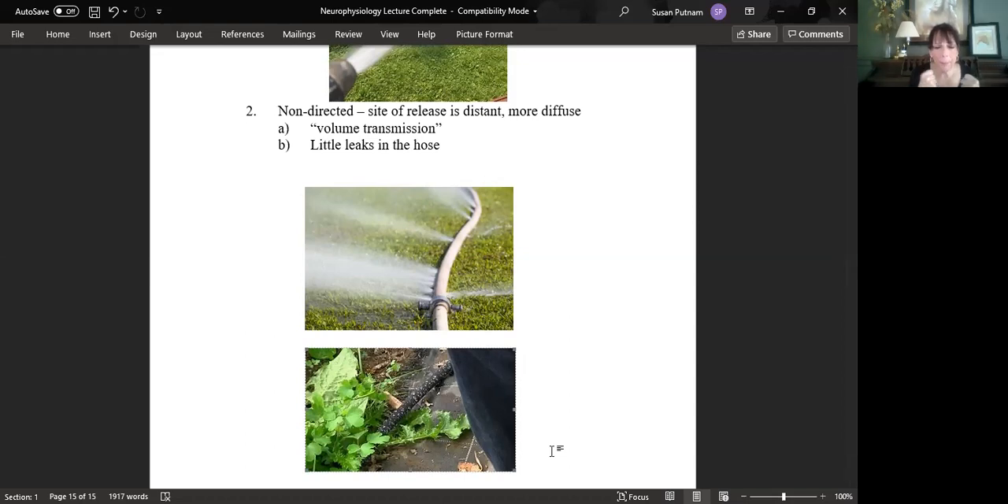We have to remember these are postsynaptic potentials, the effects of neurotransmitter release on the postsynaptic neuron. And remember, going back, action potentials are all or none. Not true about PSPs, postsynaptic potentials. They are graded. You can have stronger ones, you can have weaker ones. And remember the way that we can have sites of release that are different from one another, directed and non-directed.